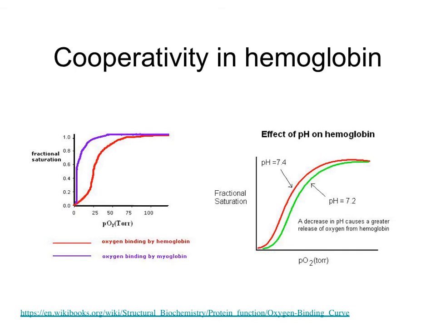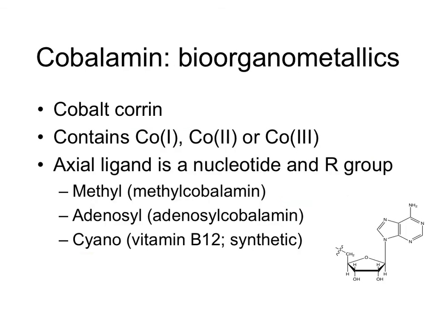Okay, now we're going to turn our attention to biological organometallic chemistry in cobalamin. So cobalamin has a cobalt and a corrin ring. We talked about this in the last lecture. It's essentially a porphyrin. For all practical purposes, it's a porphyrin. For the purposes of Chem 104, you can just think of it as a porphyrin, although it's slightly different from a porphyrin.